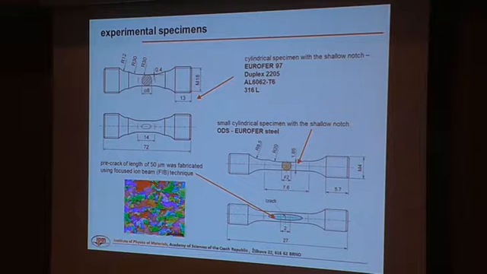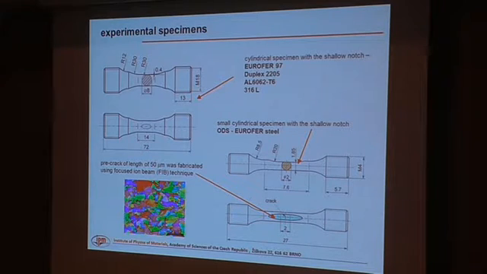Here you can see the experimental specimen used for this experiment. So there were cylindrical specimens, usual for all these materials, with a diameter of about 8 millimeters. There was a shallow notch on this specimen to be sure that the crack would initiate in this area, which will be observed by a long-distance microscope.